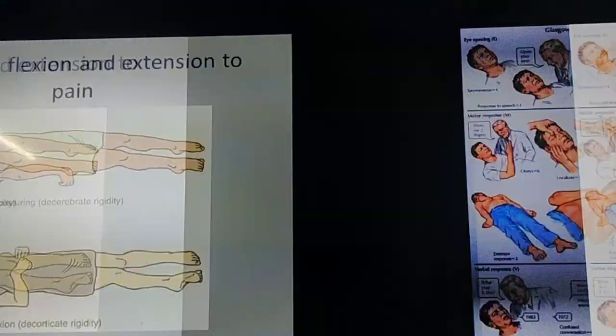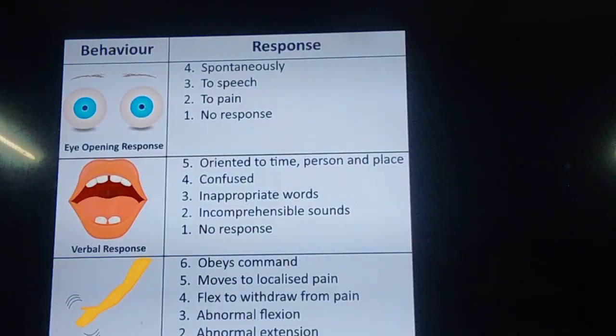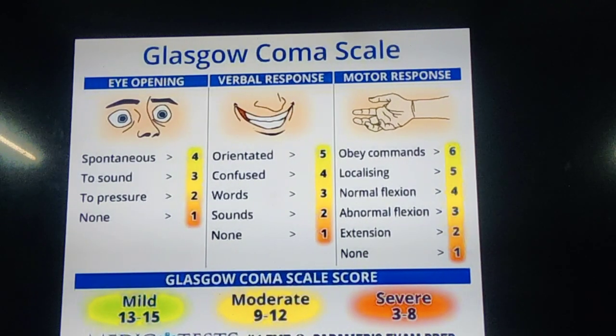So now let us see what the components of GCS are. There are three main components of GCS that we must know. One is eye response, or the ocular response, second is the verbal or oral response, and the third one is motor response. Each component has been given a score, and we get the total GCS score by adding up the sum of all of these.